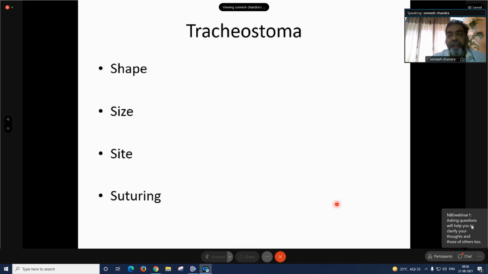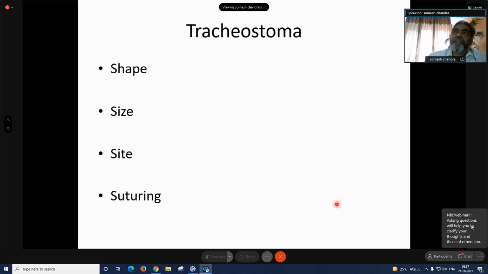which is created in the lower flap rather than in the upper flap, even though that can be done. But it is preferable to have a buttonhole in the lower cervical skin flap in which you create the tracheostoma. The size should be just adequate to be occluded, not too wide that it cannot be occluded for speaking, and not too narrow that it needs a tracheostomy tube to keep it patent. Site: how do you decide? Generally, the thumb rule is used. The patient's thumb should be able to cover it. The site I've already told you, and then the suturing.